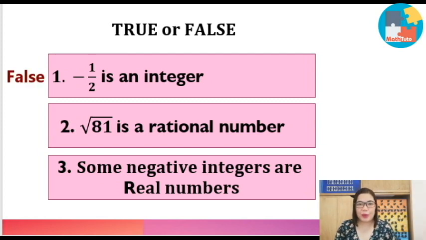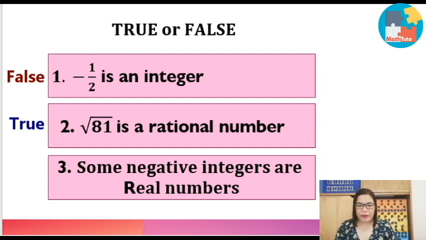The second statement was square root of 81 is a rational number. Square root of 81 is equal to positive or negative 9, and these numbers are integers which are under rational numbers. Therefore, statement number 2 is a true statement.